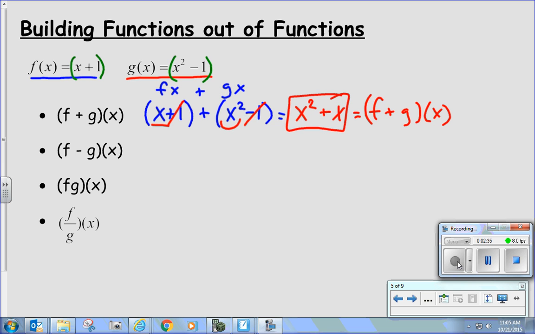Now, subtracting, same thing. But order matters when you subtract. In addition, order does not matter. Addition and multiplication are the same. Order does not matter. Subtraction and division, order does matter. So if they put the f first here, that's the first function that you need to list. So it's x plus 1 minus my g of x, which is x squared minus 1. What do I do at this point? I do subtract.